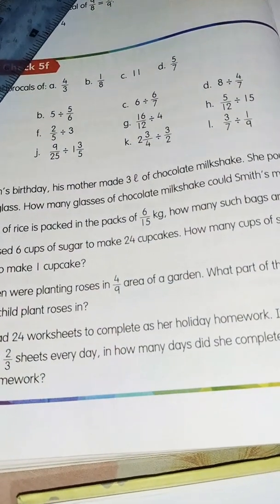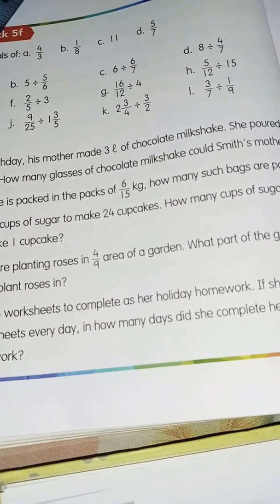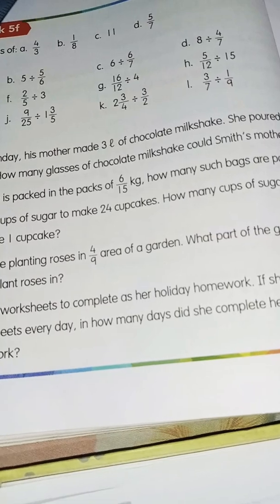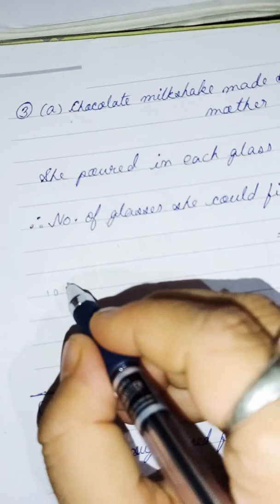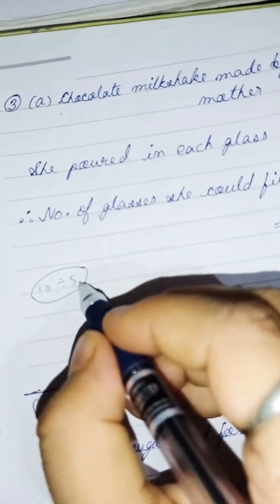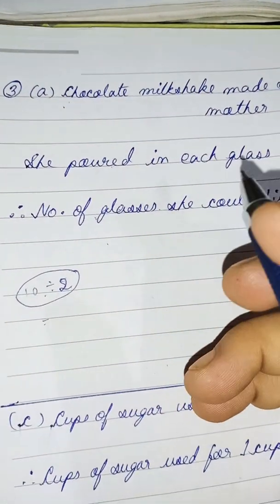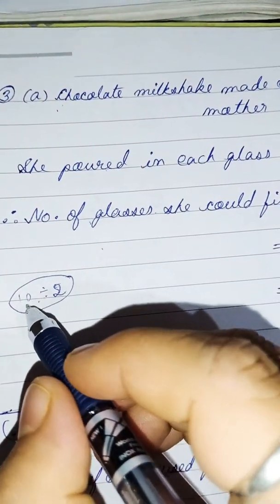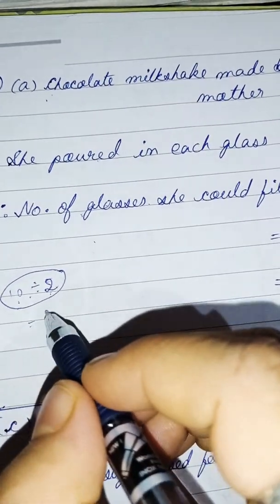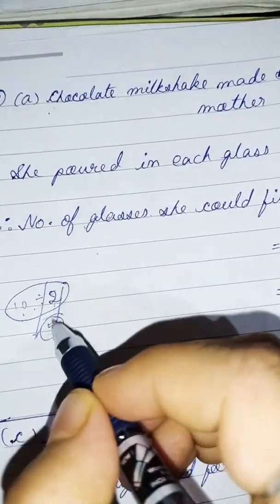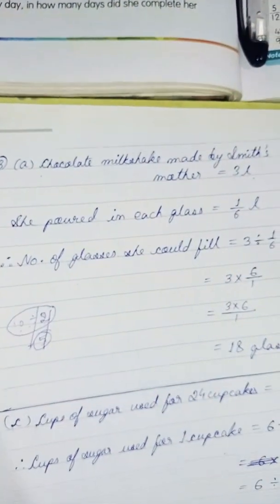Say suppose I tell you that you have 10 chocolates and you give 2 chocolates to each of your friends. Then to how many friends can you give chocolates? 5. How? The total number of chocolates is 10 and you divide these chocolates among 5 students, so you give 2 chocolates to each student. You want to find out how many students are getting chocolates. So total chocolates 10 divided by the number of chocolates you distribute to each one, and you get 5 students. Similarly here also, total milkshake is 3 liters, out of which in each glass she has given 1 by 6 liter.